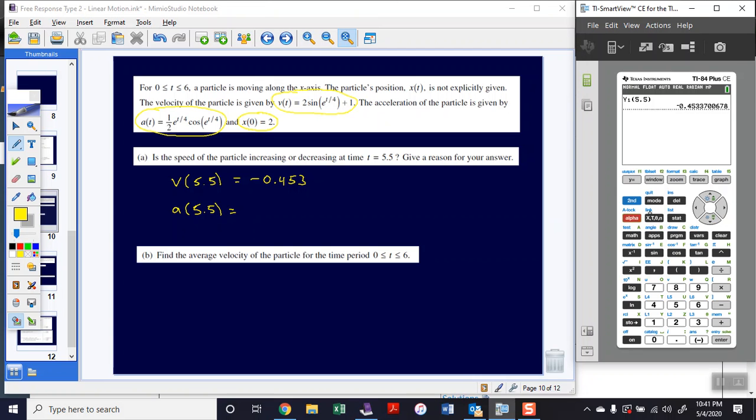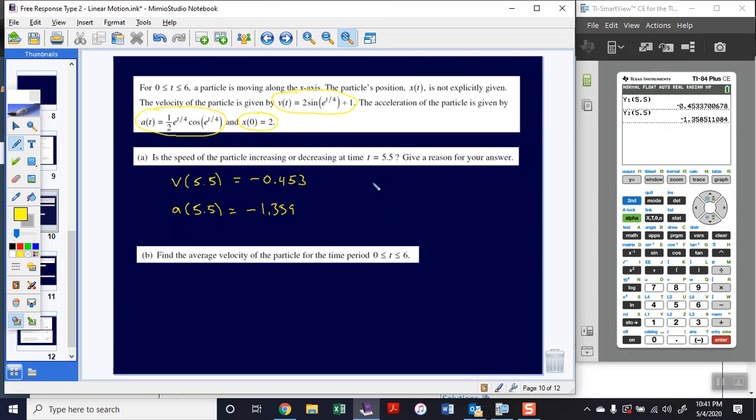Then do the same thing for y2. I've got a negative again. I'm going to just write it down now: negative 1.359. Our main observation is that since both of these are negative, the particle is moving to the left and speeding up.